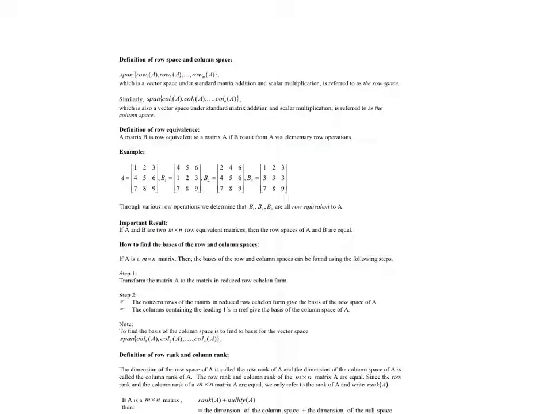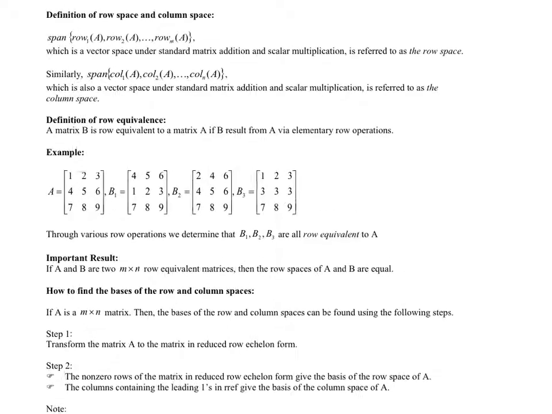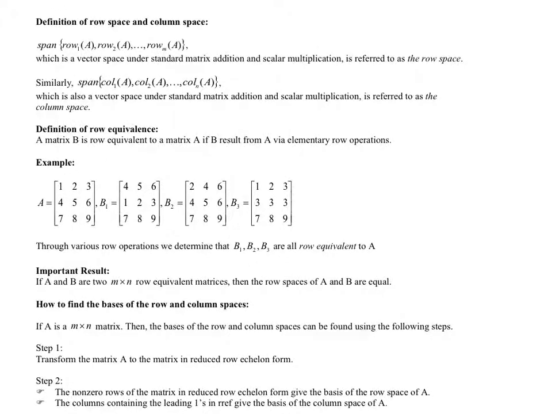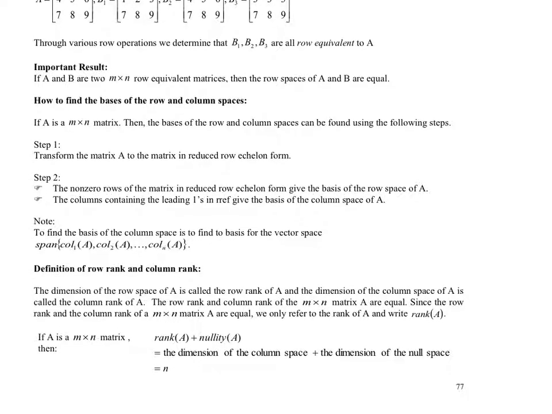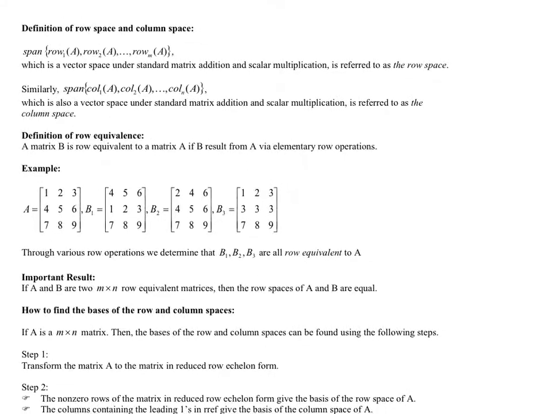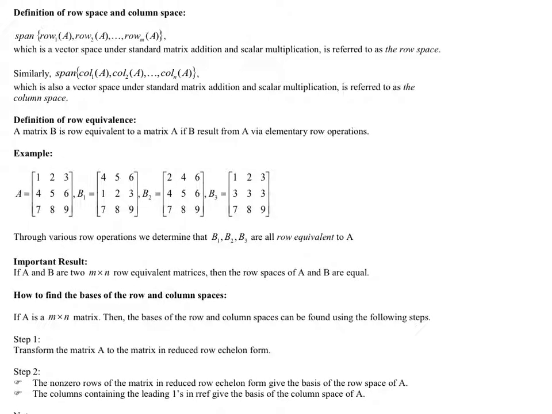All right, so row space and column space, and rank, row rank and column rank. It's all pretty straightforward stuff. It's just procedural. We've already covered this. It's just a question of the vocabulary. Row equivalence.